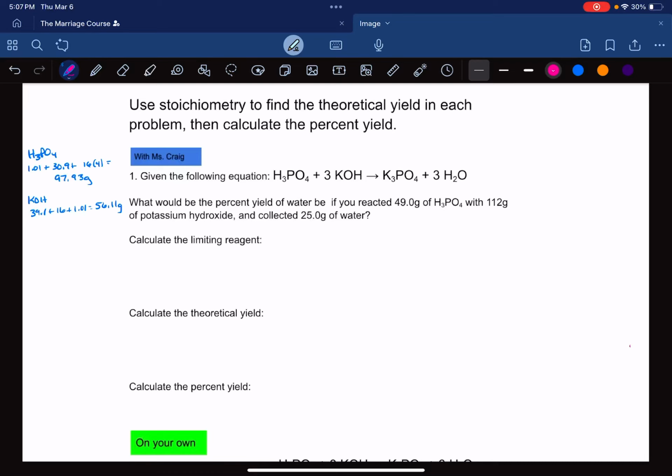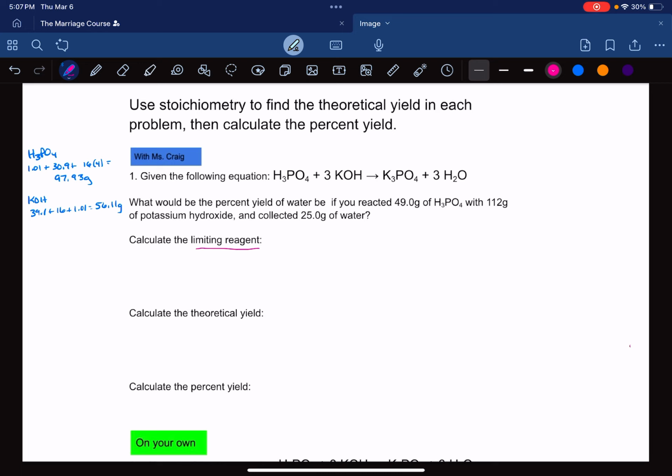So here we're going to look at calculating percent yield after we've calculated theoretical yield. So anytime we're calculating theoretical yield, we need to use our limiting reactant. So first we need to find our limiting reactants.